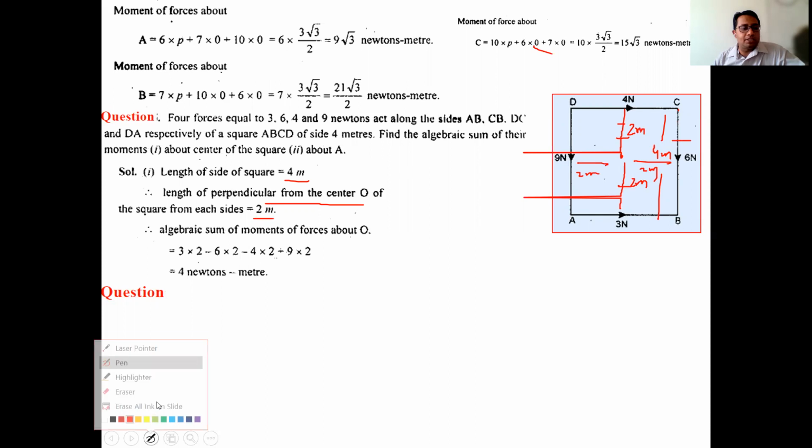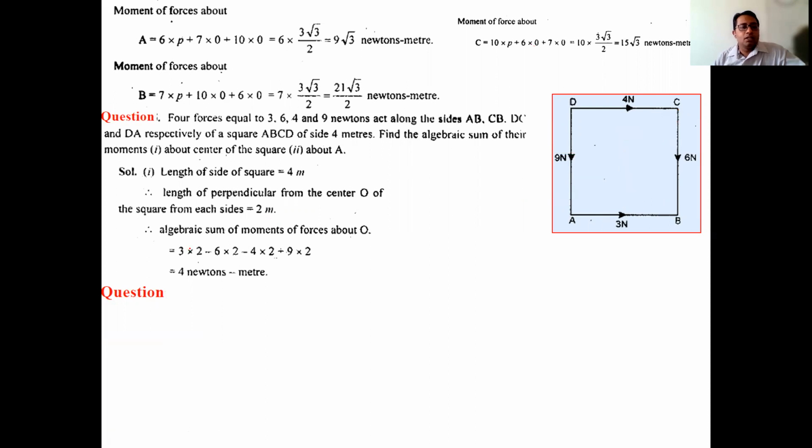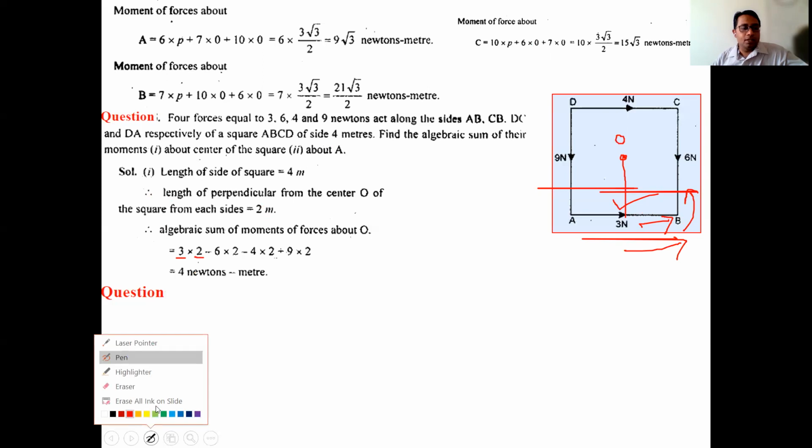Now the algebraic sum of moments has to be taken about the center point. Firstly, let us check for 3 newtons about this center. This will be the perpendicular distance, and this is your fixed point. When we apply force along this direction, will the body move clockwise or anti-clockwise? Yes, the body will move anti-clockwise because this force is applying towards the right-hand side. So that's why it will be force into perpendicular distance. Force is 3 and perpendicular distance is 2, so 3 into 2, with a positive sign.